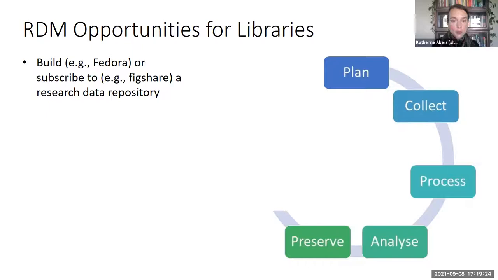They can either build their own repository, for example, using Fedora software, or they can subscribe to a vendor-hosted data repository. For instance, here in the US, there's a big general purpose data repository called Figshare. And institutions can subscribe to Figshare and section off their own data repository just to serve the researchers at their university. So here in the US, librarians have been very interested in building research data repositories so that researchers at their institutions have a place to put their data, to preserve it for the long term, and also to share it.